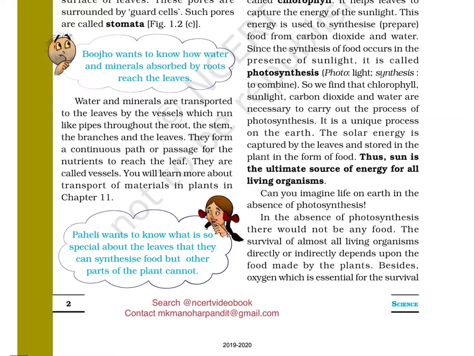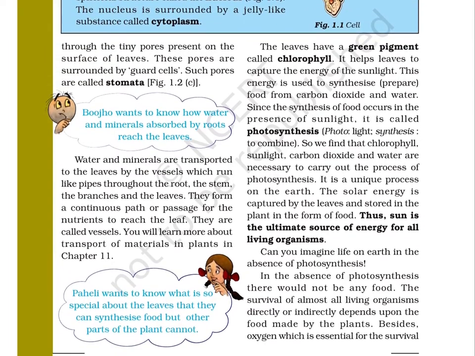There's a thought bubble given here. A picture of Paheli is next to it. Paheli wants to know what is so special about the leaves that they can synthesize food, but other parts of the plant cannot. The leaves have a green pigment called chlorophyll. It helps leaves to capture the energy of the sunlight.